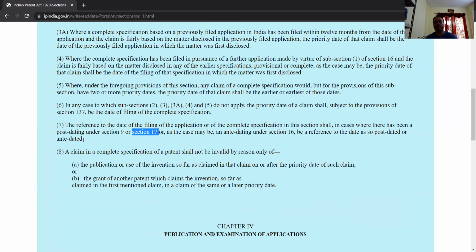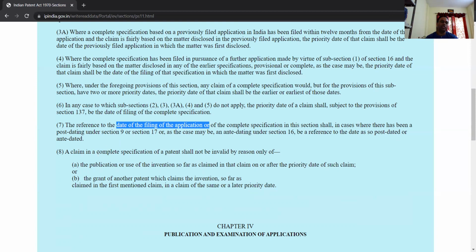And under section 17, you can request for post-dating. So if you have post-dated it according to section 17, or anti-dated it according to section 16, we have videos on section 16. You can refer to those. So if you change the date, then that date will be considered. This is the reference to the date of filing. So if the date is changed, then that date will be considered as the filing date.